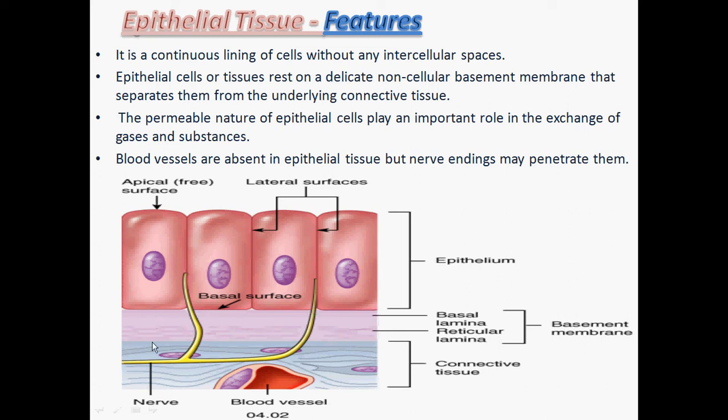These cells are placed above a very delicate non-cellular membrane that separates them from the underlying connective tissue. Below this basement membrane there is connective tissue, and this delicate non-cellular basement membrane is where the epithelial tissue is placed. You can see in this figure, they are placed on top of the basement membrane, and below the basement membrane is connective tissue. You can see it easily marked here.